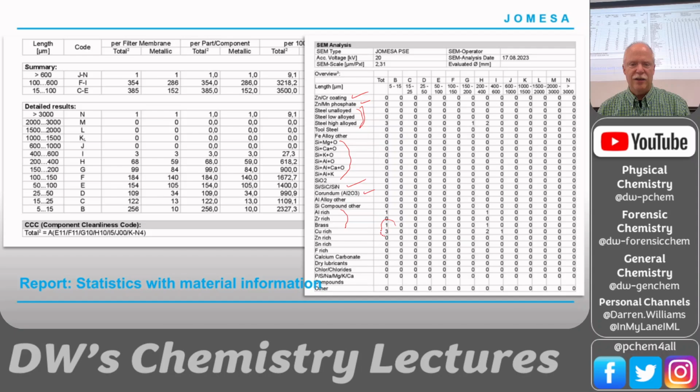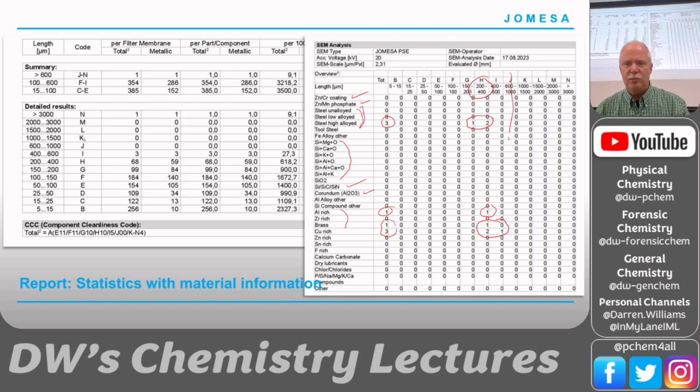And notice you've got one brass particle, three copper rich particles, an aluminum particle. Here's high alloyed steel. Here's one, and this is the size. So this aluminum rich particle was in the 200 to 400 micron size. Here's the brass and copper rich alloys in the 200 to 600 micron range. Here, this steel particle, there were two in the 200 range and one in the 150 to 200 range.